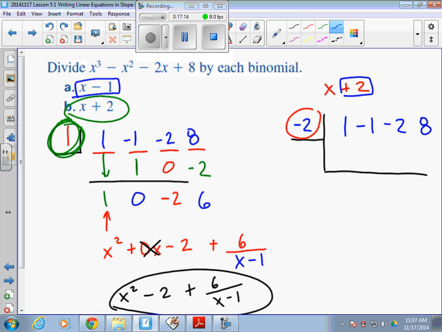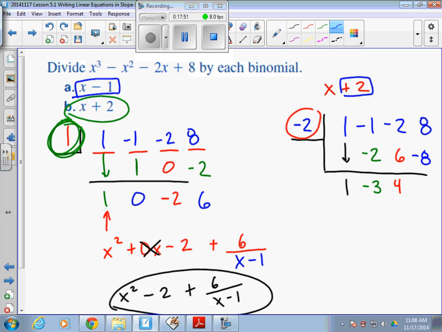So right here, we're going to do the same thing. This first 1 is going to come straight down. You're going to multiply it times -2, and you're going to get -2. When you combine those two, you're going to get what? -3. Just going straight down. So the column right above it, -1 and -2, gives you -3. -3 times -2 gives you 6. When you combine those two, -2 and 6, you get what? 4. And when you multiply 4 and -2, you're going to get -8.